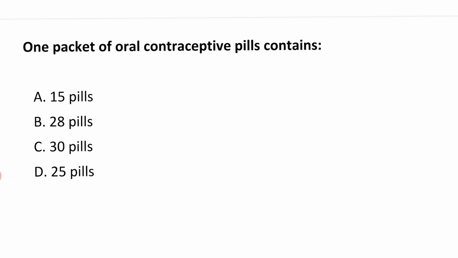Next question, one pocket of oral contraceptive pills contains option A, 15 pills. Option B, 28 pills. Option C, 13 pills. And option D, 25 pills. And the correct answer is option B, 28 pills. Contraceptive pill packets contain 28 pills.